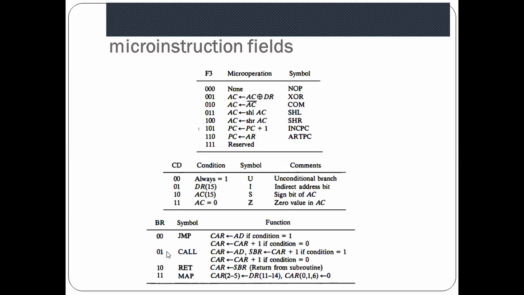In this case, the CD bit should be 1. If the CD bit is not 1, then CAR will just be incremented, so it proceeds to the next instruction. We don't want any branch. It just increments to point to the next micro operation. 0, 1 means call. You want to call a subroutine.